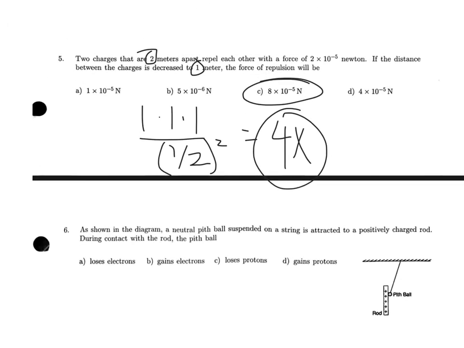Number 6, as shown in the diagram, a neutral pith ball suspended on a string will attract to a positively charged rod. During contact, the pith ball will... well, since the rod is positive, that means that the pith ball has to be negative. And since protons can't move, it can't be either C or D. Since the pith ball begins negative, it's going to lose electrons to the positive rod. In other words, the rod is going to absorb some of the negative charge to try to balance out.